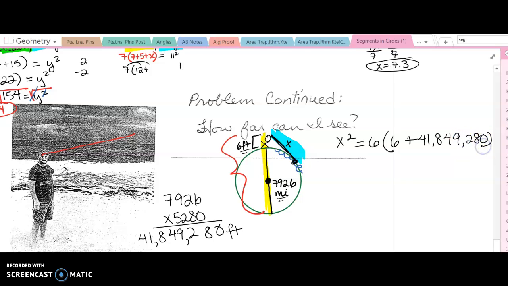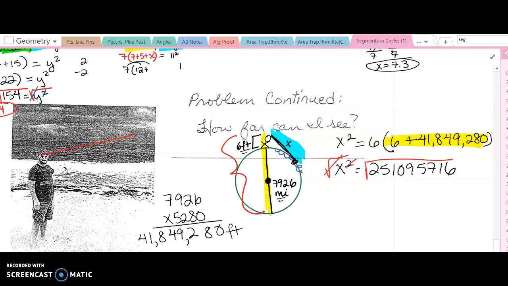So this green circle that I've drawn is basically a great circle, right? And so according to the order of operations, I'm going to add these two parts together first. I'm going to add 6 to that, and then I'll multiply by 6. And so I'm getting x squared comes out to be 251,095,716. And now we're going to take the square root of both sides.